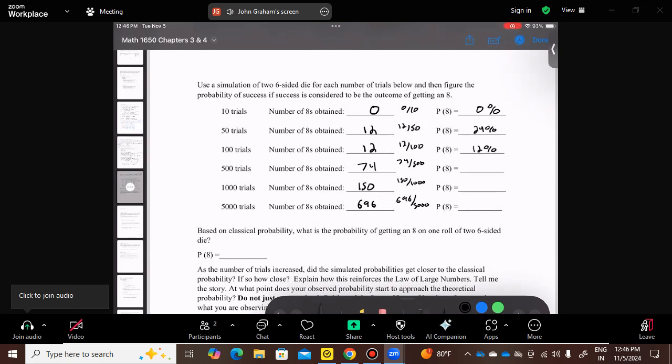74 out of 500 is 14.8%. 150 out of 1,000 is 15%. And 696 divided by 5,000 is 13.9%. Actual probability is going to be 5 out of 36, which is 0.139 or 13.9%.